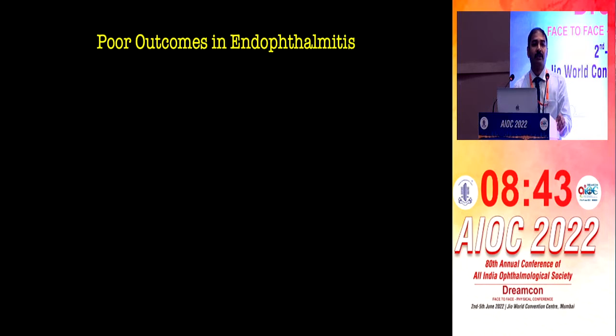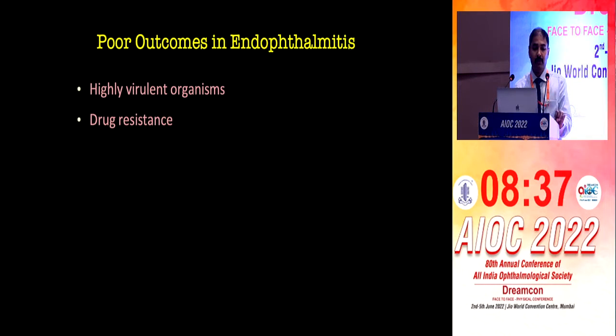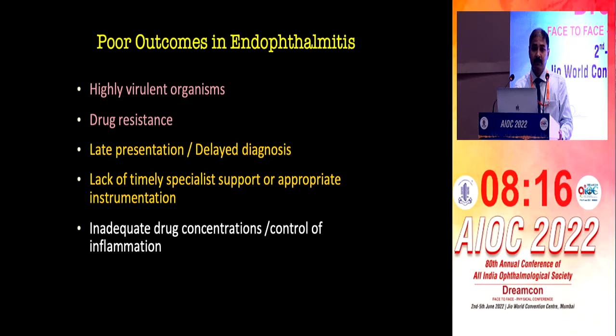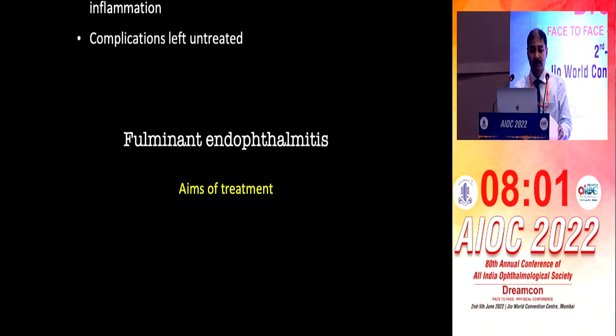Now, before we go on how to manage it, first, let us look at the reasons why you get poor outcomes in these cases. If you have a highly virulent organism or drug resistance, then your job becomes difficult. If you have a late presentation or a delayed diagnosis, or you are not using specialist support or appropriate instrumentation or even diagnostics, you may have a delay in instituting the exact antibiotics. A lot of times, inadequate drug concentrations or control of inflammation causes more damage than the organism itself. And sometimes the complications that are left untreated at the time of surgery, for example, a retinal break or large ERM, can cause problems.